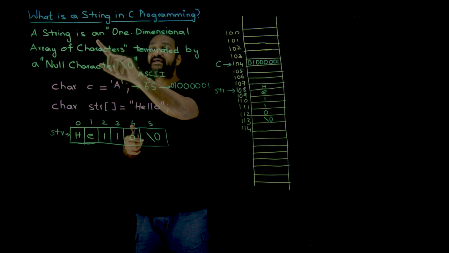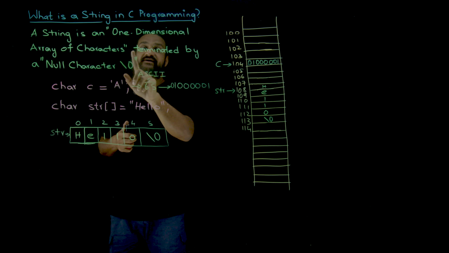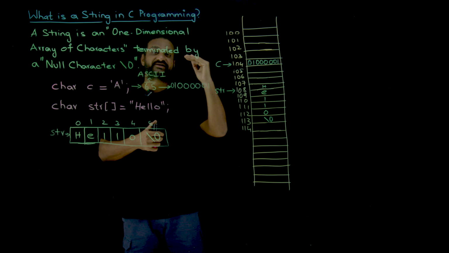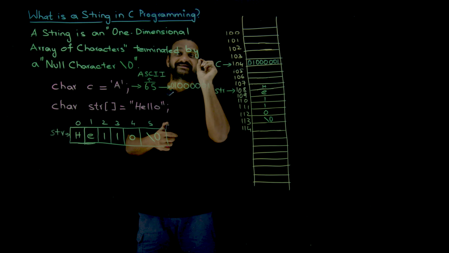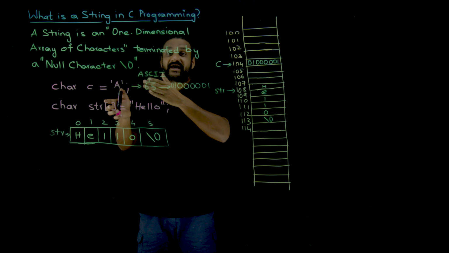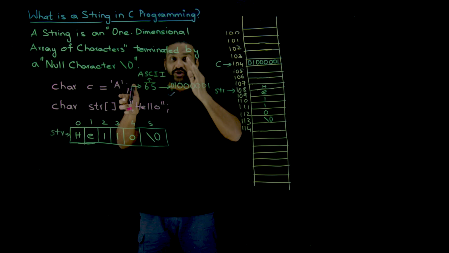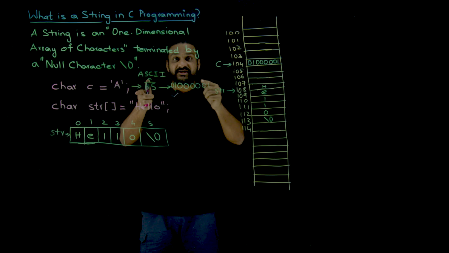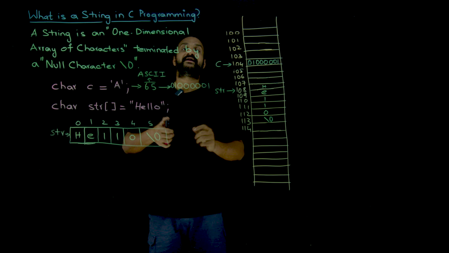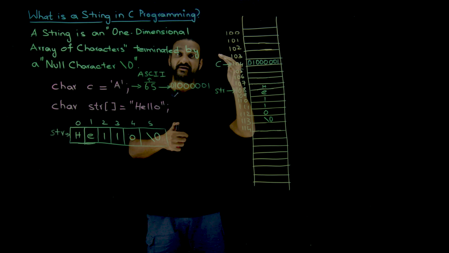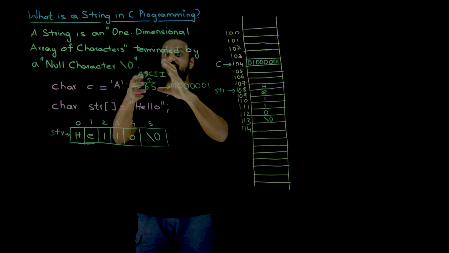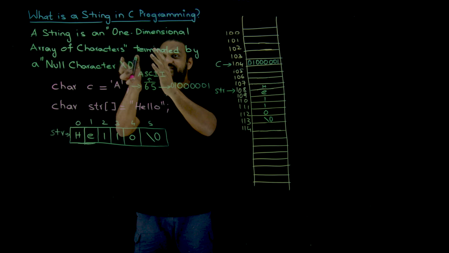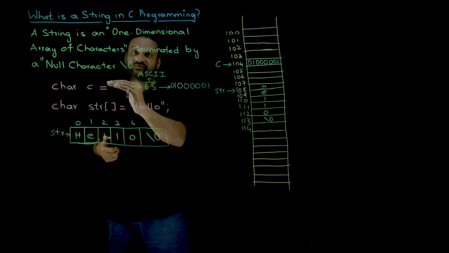A string is a one-dimensional array of characters terminated by a null character. So whenever we define a string in our program, that string is considered as a one-dimensional array of characters. The definition also states that the array of characters is always terminated by a null character. So how is that going to happen? This way, we may not be able to completely understand the concept of strings. So what we will do is understand this concept by using these two lines of code.